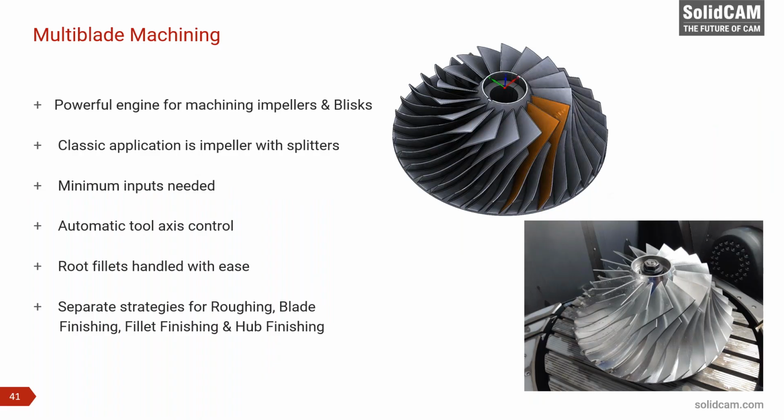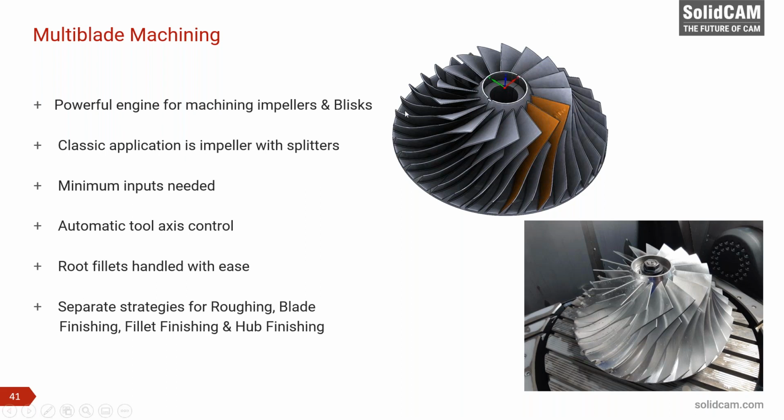We are now going to jump into multi-blade machining. Multi-blade machining was introduced into SolidCAM, I think about 3-4 years back. And since then it has really grown in strength. It's a very powerful engine for machining impellers and blisks, only impellers and blisks. You cannot use multi-blade machining to machine the part that I just showed you, the structural part, because it is expecting the shape of the geometry in a particular way. That is the reason it can only handle impellers and blisks and nothing else.